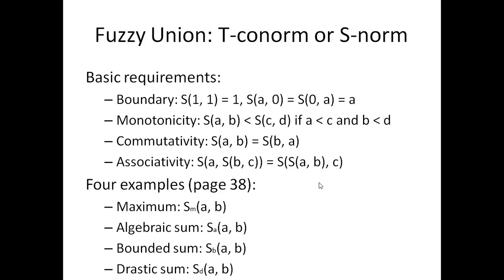Then for the union, the T-conorm or S-norm. The basic requirements are boundary, monotonicity, commutativity, associativity. Now the examples are given.